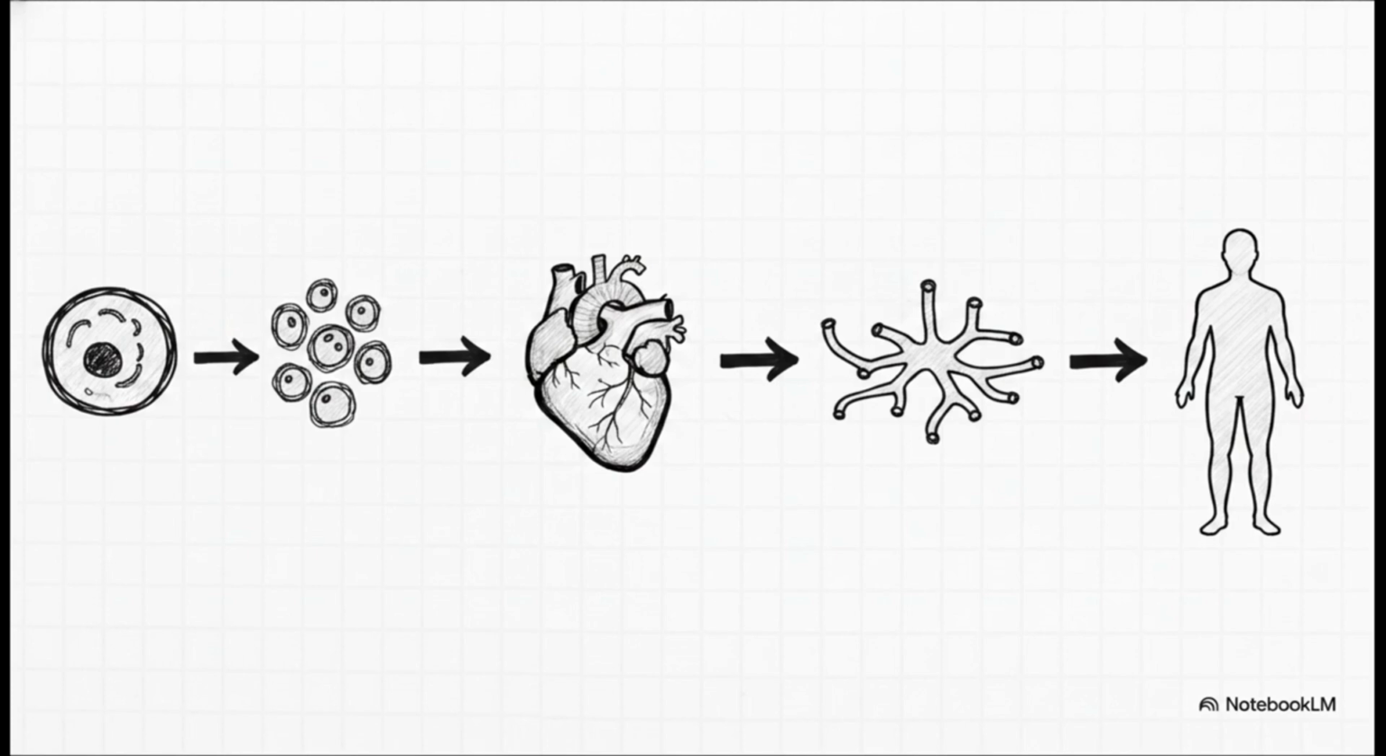Individual cells autonomously group into tissues. Tissues architect the organs. Organs synchronize into complex systems, and suddenly, boom, you have a complete living organism. It fits our micro to macro journey perfectly.